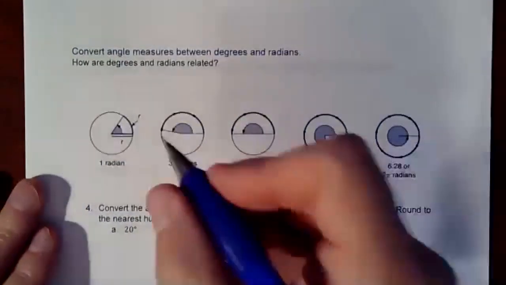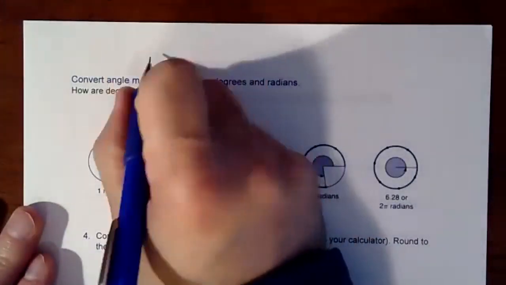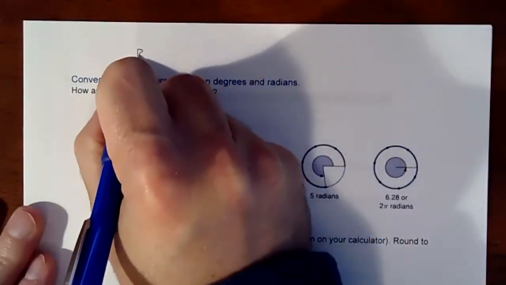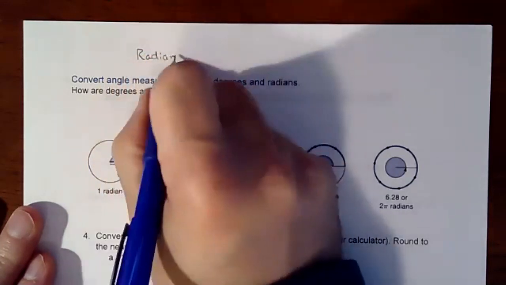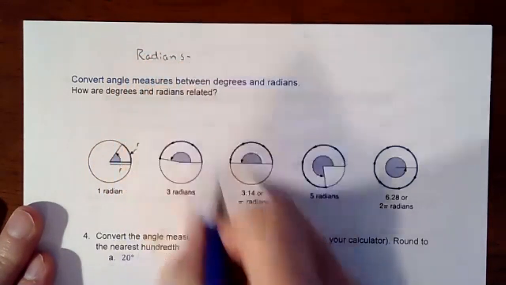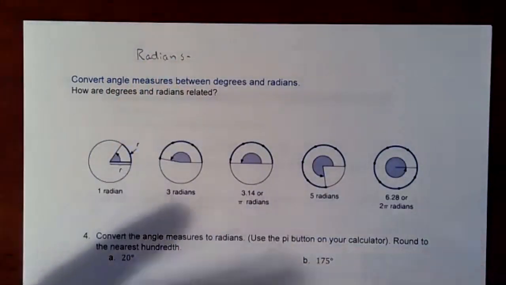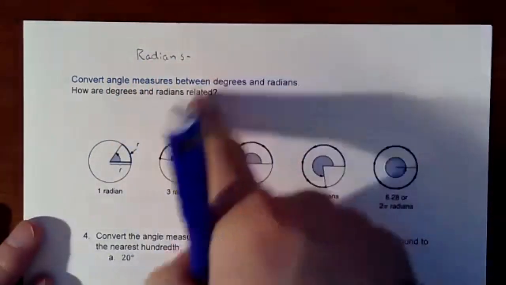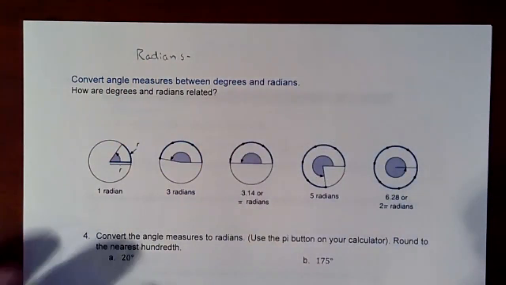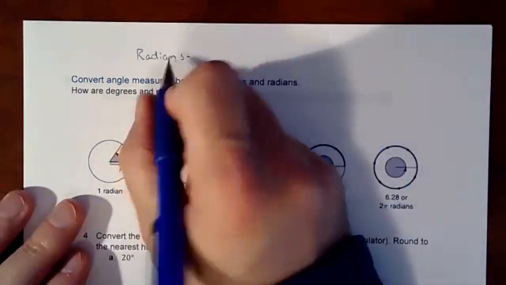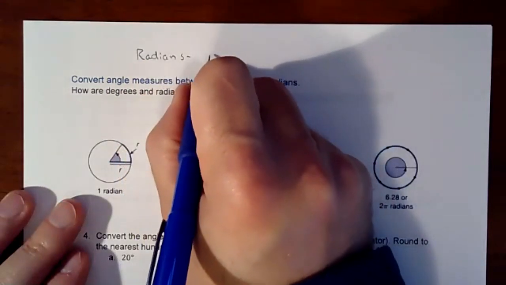So here's the idea of what a radian is. So let me kind of go up to the top here. So radians in general is like a degree, where 360 degrees is all the way around, and 1 degree is just a little tiny portion of that circle. Well, radians actually is more of a circumference.